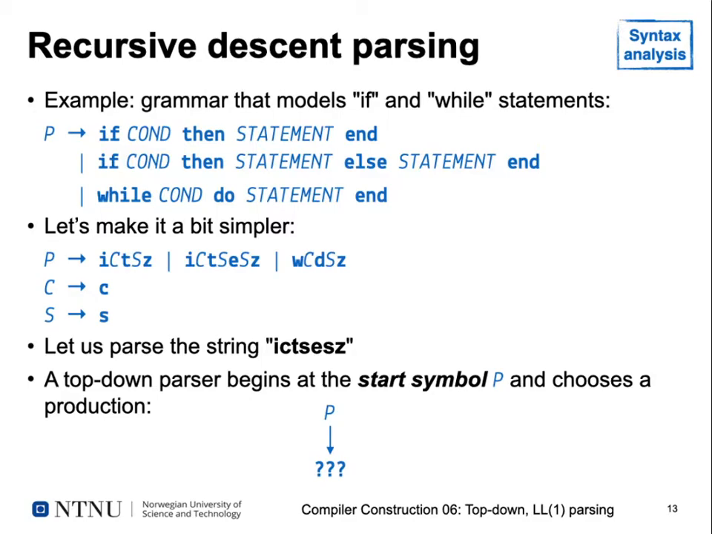A top-down parser, as the name says, begins at our start symbol. Well, the start symbol is P, so again, by convention, our first symbol is our start symbol, and then it chooses a production. So essentially, when we are at the start of our parser, we have seen in our grammar, okay, we need to somehow derive something from our non-terminal symbol P. So what can that be actually?